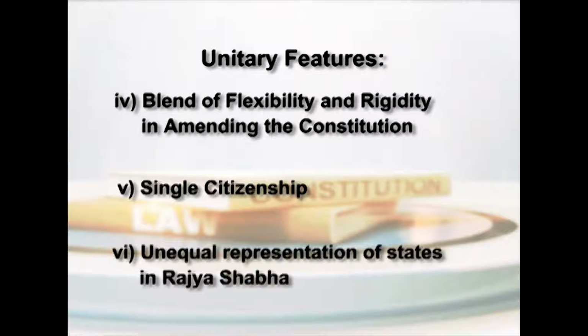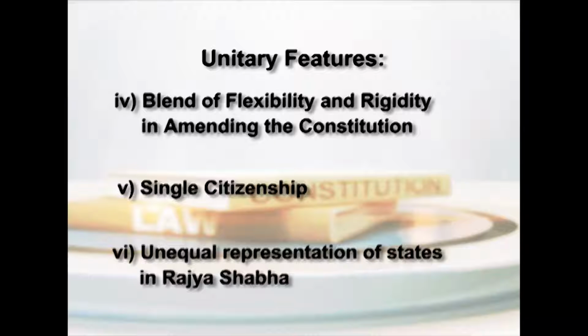There is an unequal representation of states in Rajya Sabha. For example, whereas Andhra Pradesh sends 18 members, Tripura, Arunachal, etc. send 1 each to Rajya Sabha. Bihar and West Bengal send 16, whereas Maharashtra sends 19. Himachal Pradesh and Uttarakhand send 3 each to the Council of States. UP sends 31, whereas Haryana sends 5. That is, there is an unequal representation of states in the Council of States.